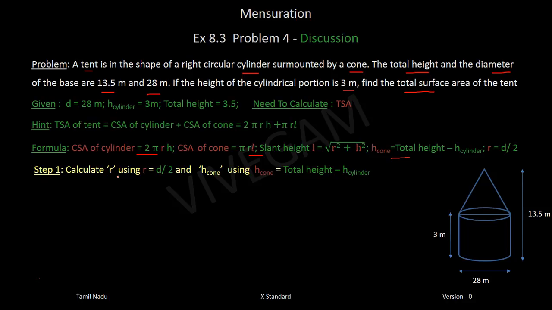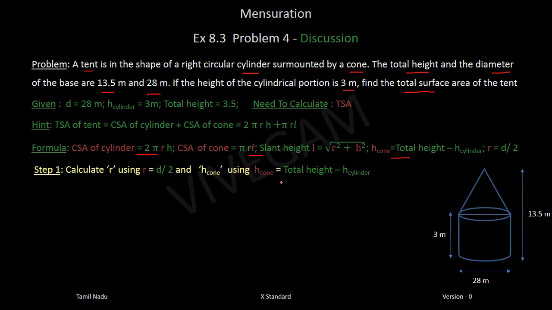Calculate the radius, which is the same for both the cylinder and the cone, using r equal to d by 2. D is given as 28 meters. And the height of the cone is the total height minus the height of the cylinder. We don't need to calculate the height of the cylinder because it's already given here, 3 meters.